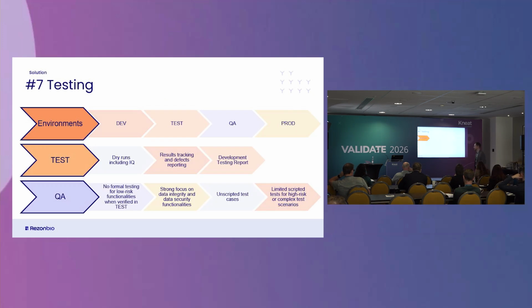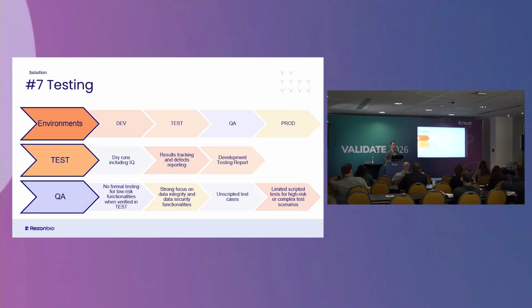How do we use that? Okay, environments. We have 4 environments: development environment, test environment, QA for formal testing, and production environment. For the test environment, we did dry runs, including installation qualification in that environment. So, under control. We track the results and we track the defects from that environment.